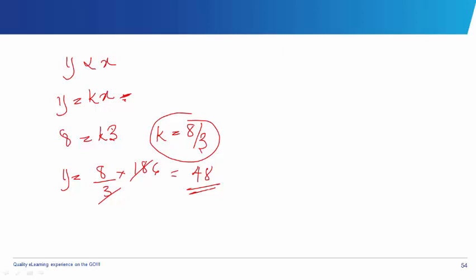So the example here says R is inversely proportional to Z. Given R equals 6 when Z equals 2, find the equation connecting R and Z. Then find R when Z equals 3. So R is inversely proportional to Z. Let's express it. That means R equals K over Z.